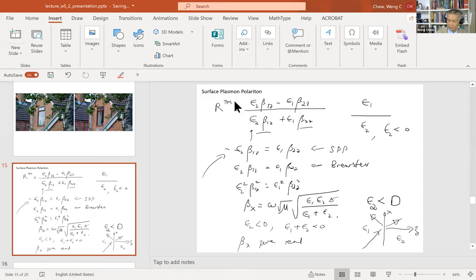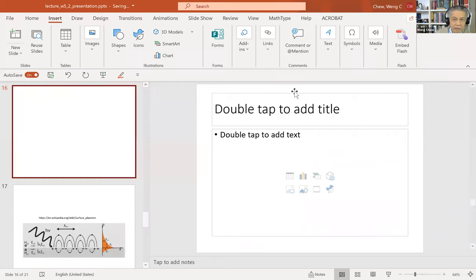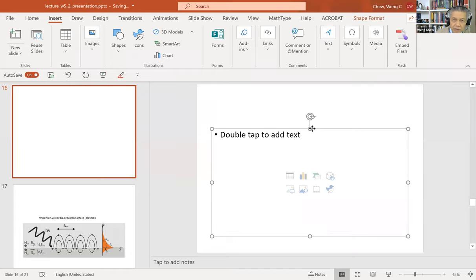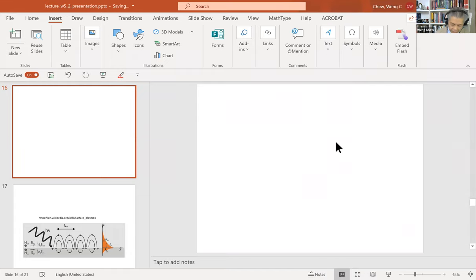It will take a while to contemplate, to find out what the physical meaning is. When the reflection coefficient is infinite, what it means is that if you have an incident wave, this is a TM polarization. So R_TM times H incident is equal to H reflected, okay? So this becomes infinity.